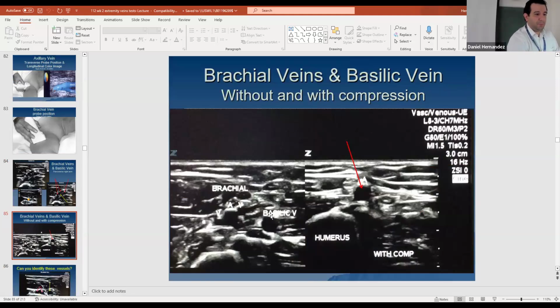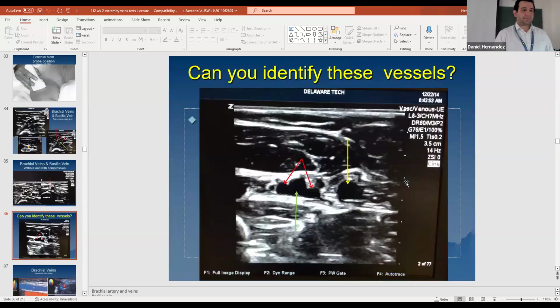So here we see brachial and basilic all together with and without compression. With compression, we're left with just the brachial artery. The two veins compress, the basilic vein compresses. So again, can you identify these vessels? I want you guys to be able to point out which is the artery, which is the veins, the deep veins, the superficial vein.